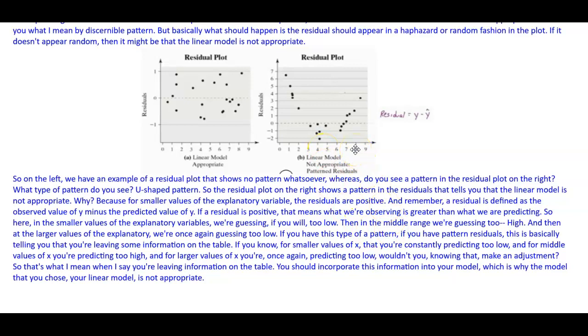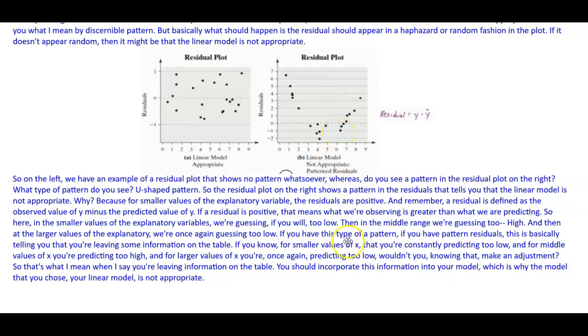Then in the middle range, we're guessing too high. And then at the larger values of the explanatory variable, we're once again guessing too low. Now, if you have this type of pattern, if you have a pattern in the residuals, this is basically telling you that you're leaving some information on the table.